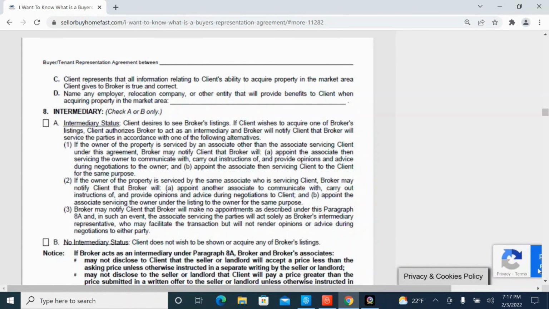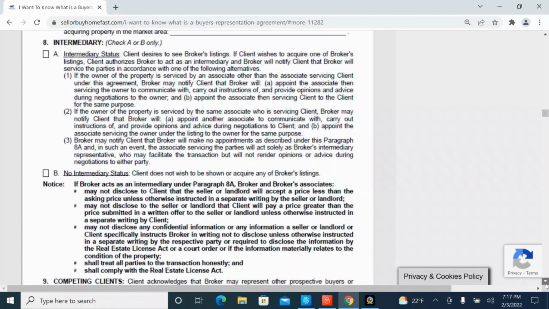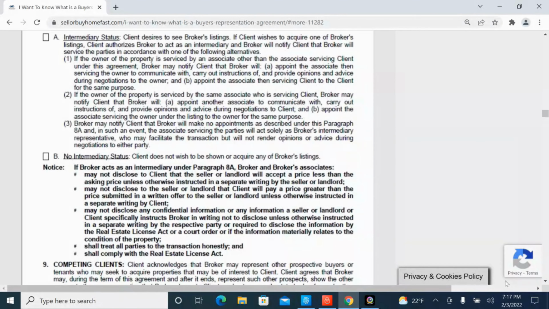Okay. Now, note that when a broker is acting under intermediary status, typically there will be a form, which is an IABS form, that they will show you, and they will have you initial the form at the time that you are making an offer. The reason why this form is initialed is because you're stating that you do understand that you are entering into an intermediary status, whereby there is only one brokerage firm in that particular transaction.